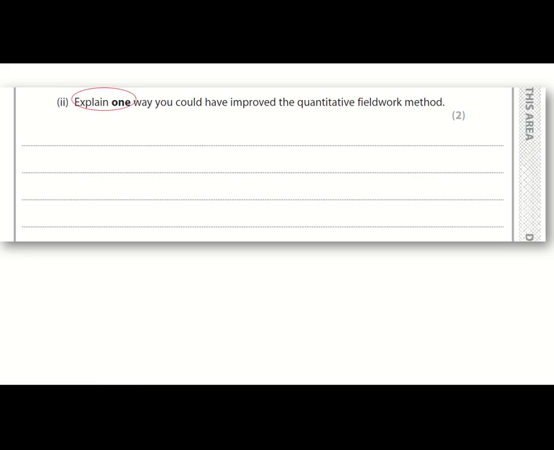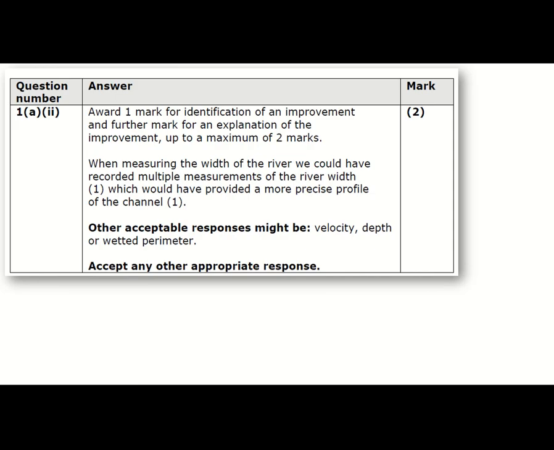Okay, here's the mark scheme. When measuring the width, we could have recorded multiple measurements, which would have provided a more precise profile of the channel. Or when measuring river velocity, we could have made sure that there were no people standing upstream, which meant that it wouldn't have disrupted the flow. Or we made sure we did 3 measurements, which created a mean of results which are more reliable. Okay, nice and easy. Should be easy anyway.